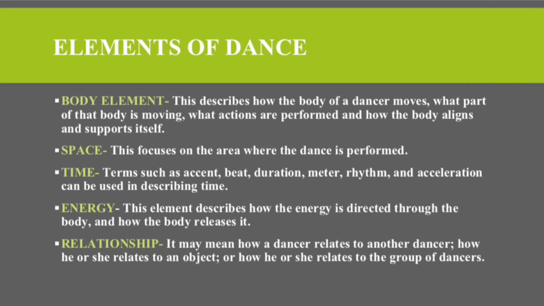Next, we have the space. This focuses on the area where the dance is performed. So we have terms such as direction, size, focus, distance, level, and also elevation that can be used in describing the use of space in dance. Third, we have time. So terms such as accent, beat, duration, meter, rhythm, and acceleration can be used in describing the time.